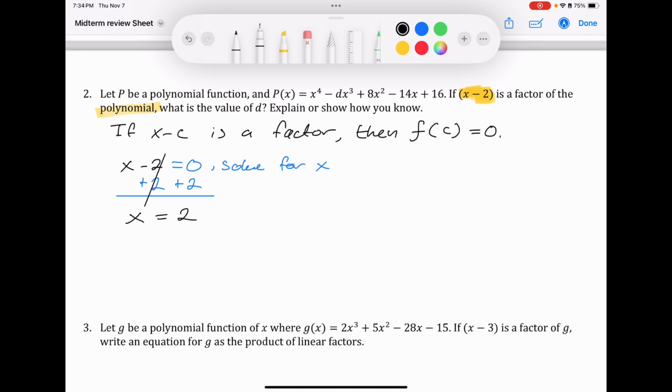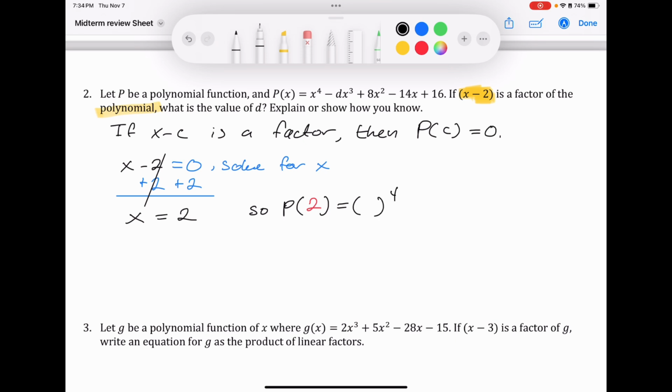Now we're going to take that 2 and plug it into our polynomial. I'm going to use p of x in this case because it has p, so p of c. So we want to find p of 2. Basically we're going to substitute the number 2 in for every x.